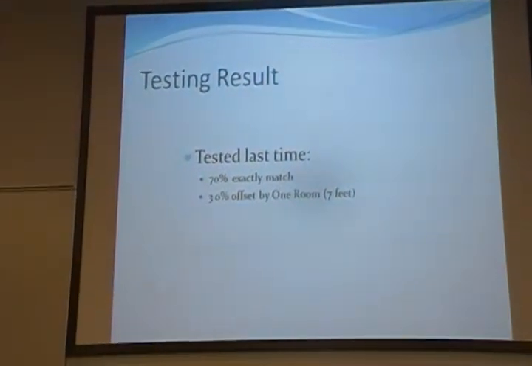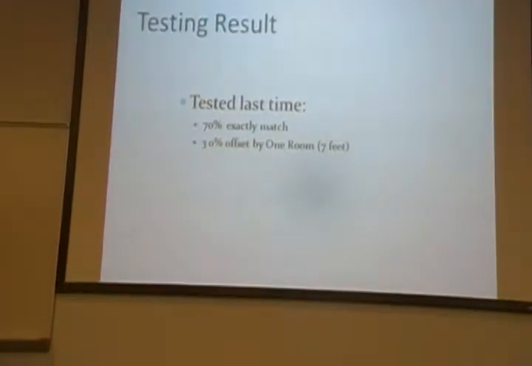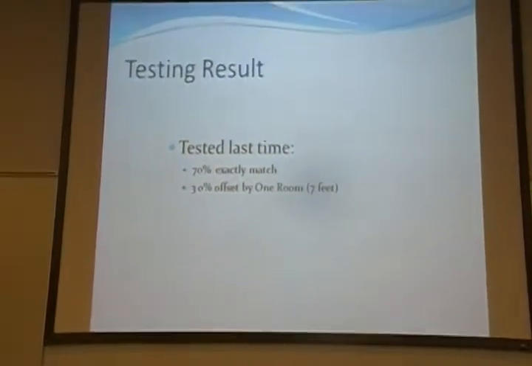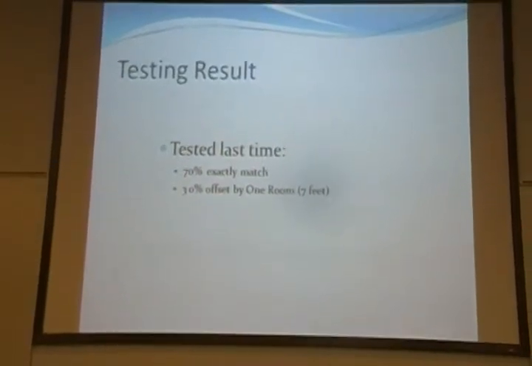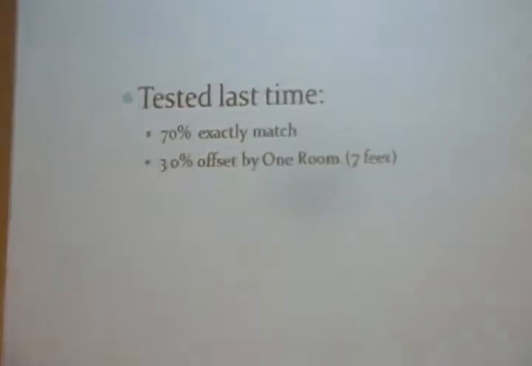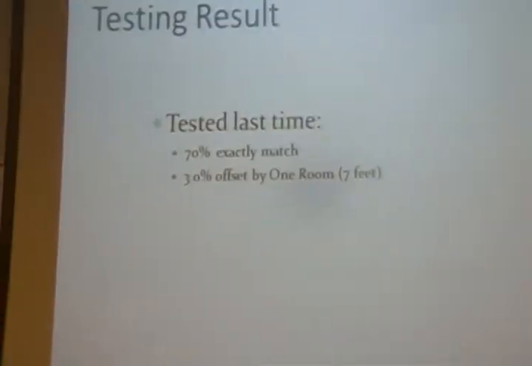Based on our last test, we found that there's a 70% exact match for the user destination and the user current location. But we still have 30% off by about 7 feet. Now it's closer to the door, now closer to the other room.